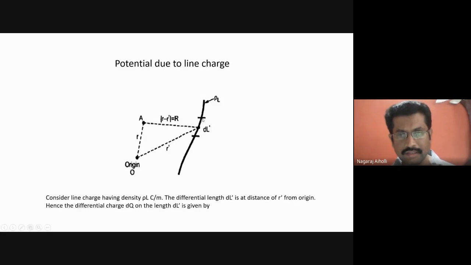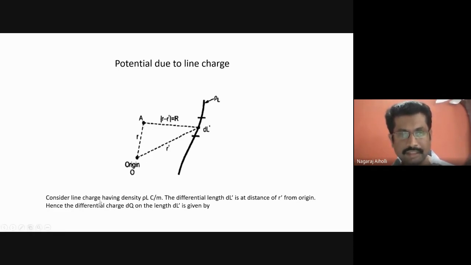Then we are considering a differential length dl' on this line charge. This dl' is at a distance of r' from the origin. We are interested in finding the potential at point A due to the differential charge dq present at dl'. If a small amount of charge dq is present at dl', what is the potential at point A? That we have to find out.